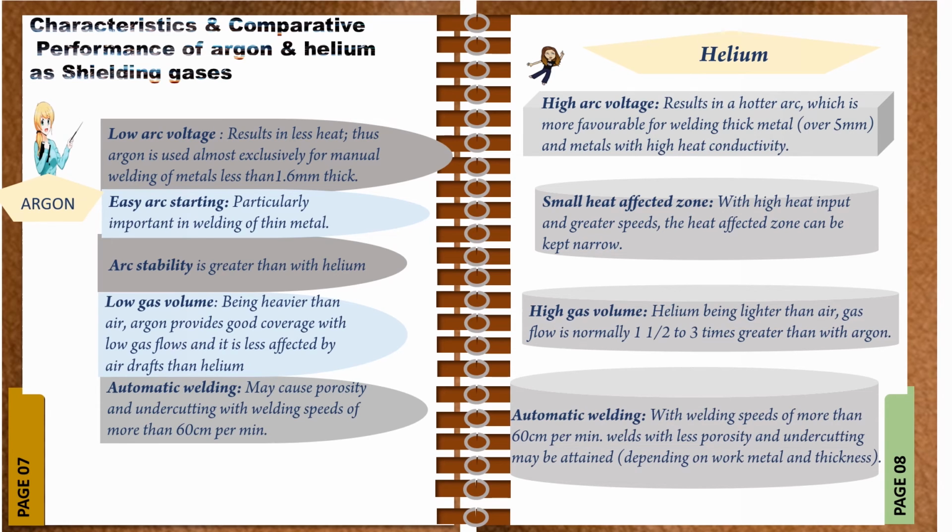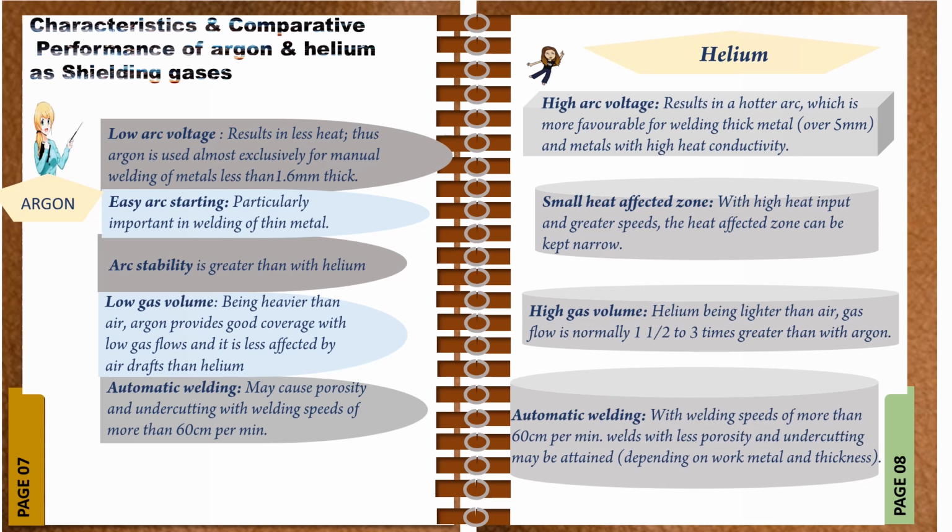Helium. High arc voltage results in a hotter arc, which is more favorable for welding thick metal over 5 mm and metals with high heat conductivity. Small heat affected zone. With high heat input and greater speeds, the heat affected zone can be kept narrow.